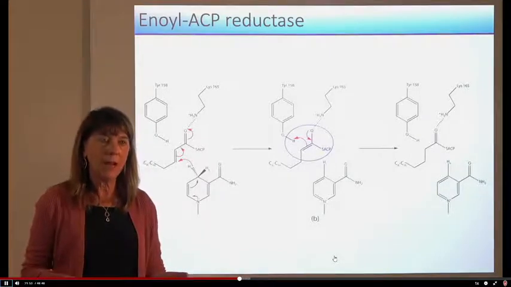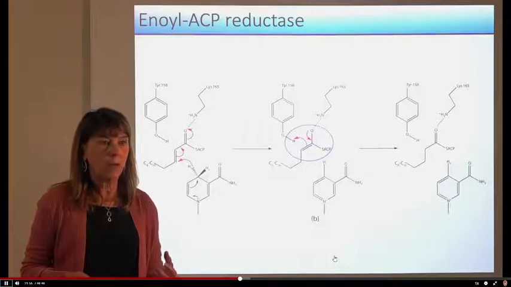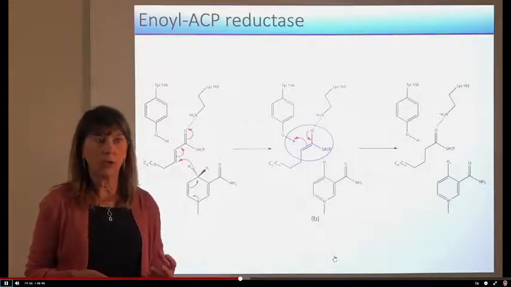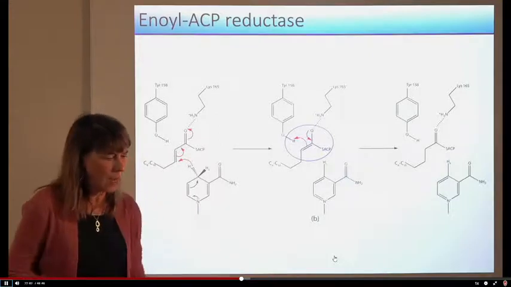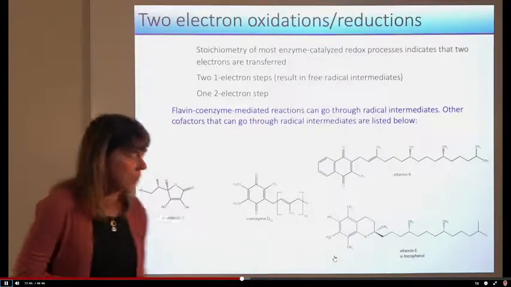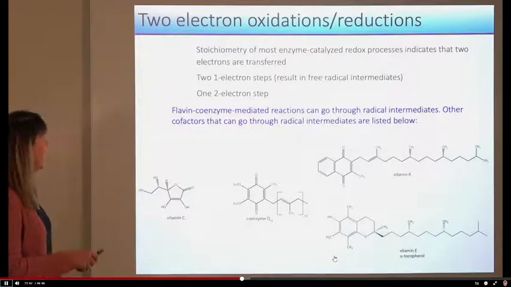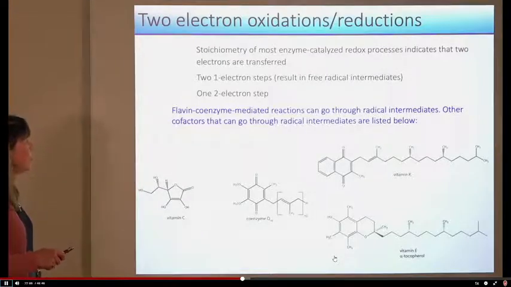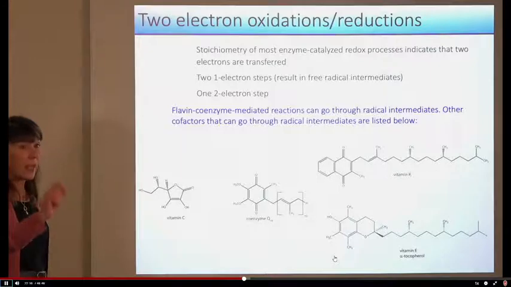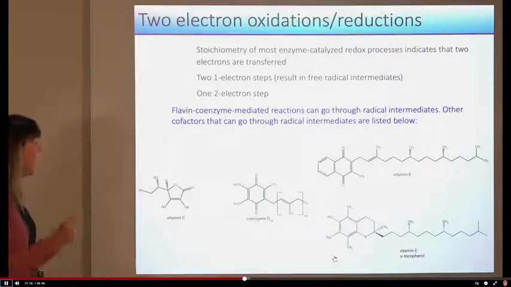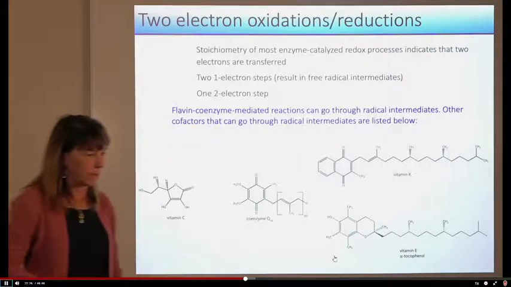But what happens in reactions when you have more than one, maybe you want one electron transferred at a time? So hydride transfer, you're moving 2 electrons at a time. What happens if you have a reaction where you actually have to move electrons one at a time? The stoichiometry of most enzyme catalyzed redox processes indicates that 2 electrons are transferred. But sometimes there's a one electron step, right? And sometimes it's 2, like the hydride. When it's 2 one-electron steps, they result in free radical intermediates.